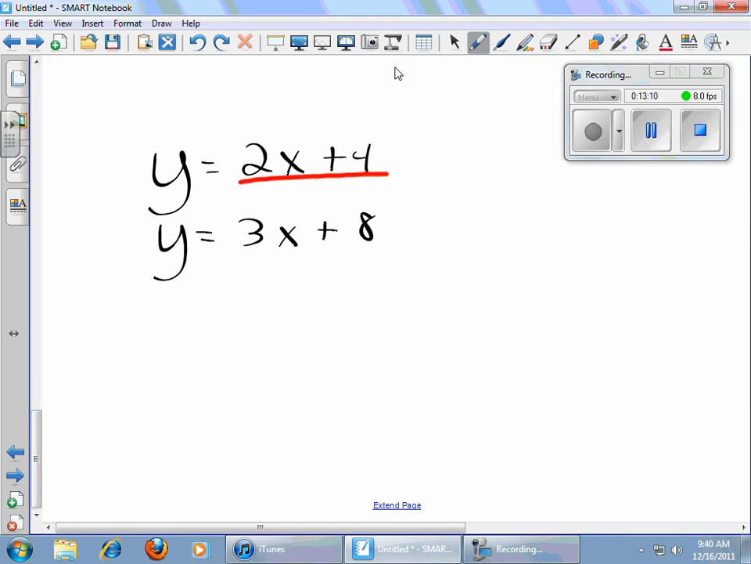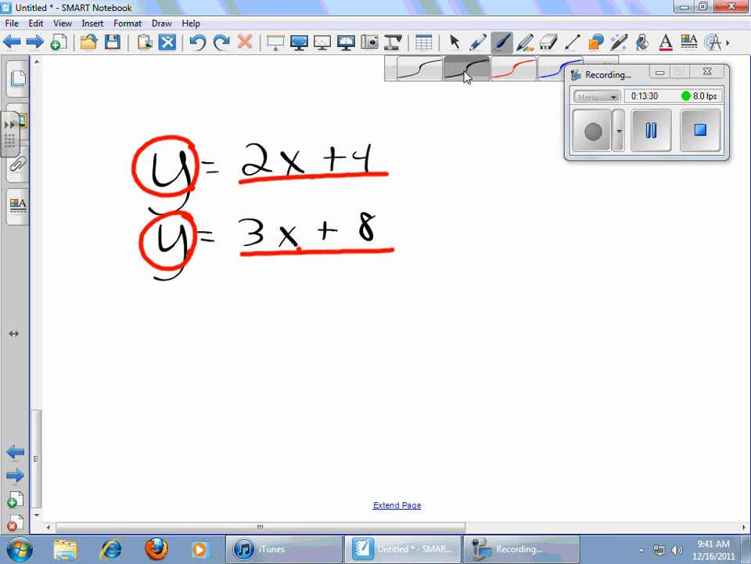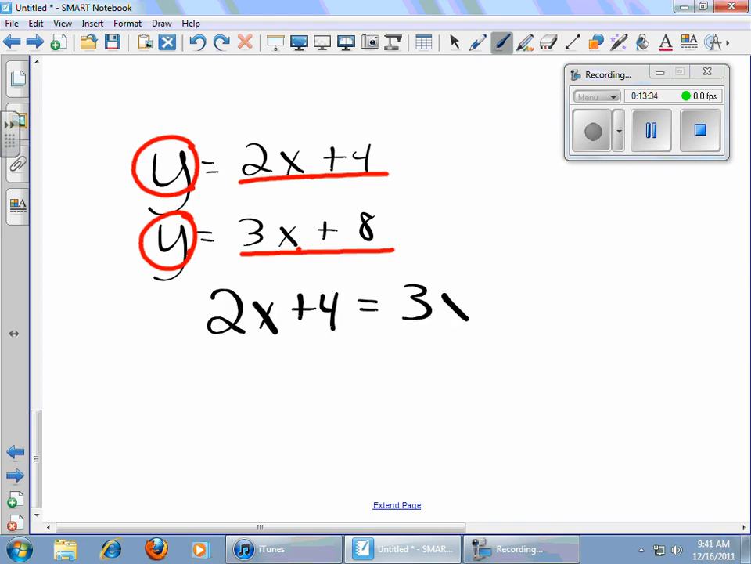What's 2x plus 4 equal to? Hopefully you're shouting at your computer that it's equal to y. What's 3x plus 8 equal to? It's also equal to y. If 2x plus 4 is equal to y and 3x plus 8 is equal to y, isn't it true that 2x plus 4 must be the same as 3x plus 8? Isn't that a true statement?